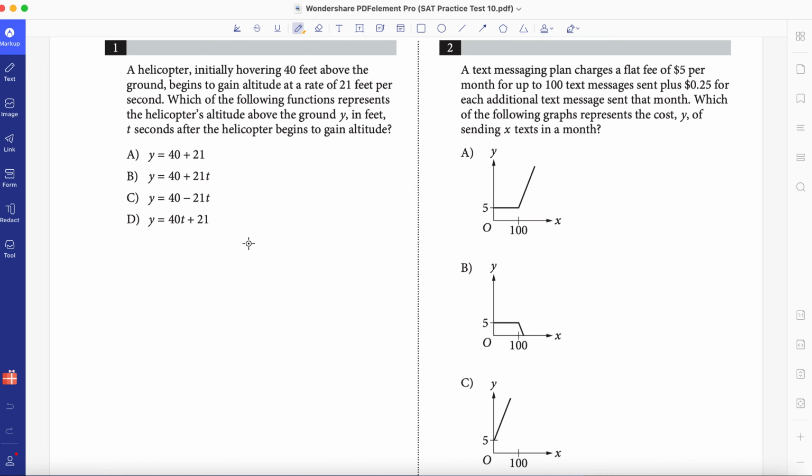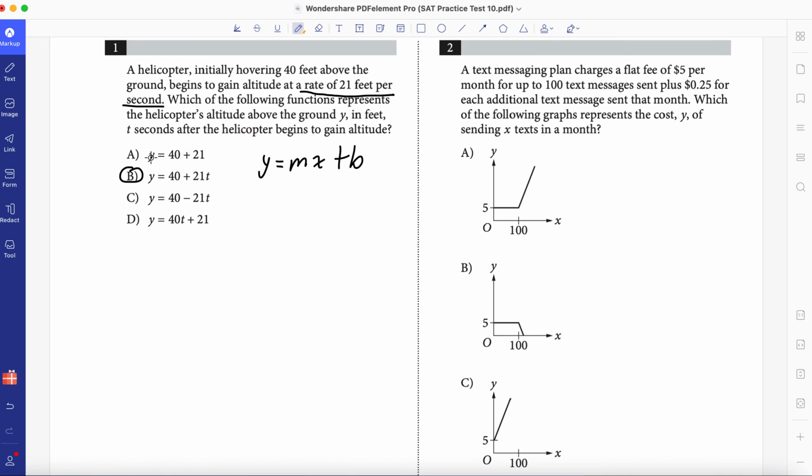Okay, this one would be B, because let's just go through it. We know that it initially starts at 40 feet, so let's just write y equals mx plus b, where b is going to be the initial value or the y-intercept, and then m is going to be the slope. So we know that it gains altitude at a rate of 21 feet per second. So this is 21t, okay.